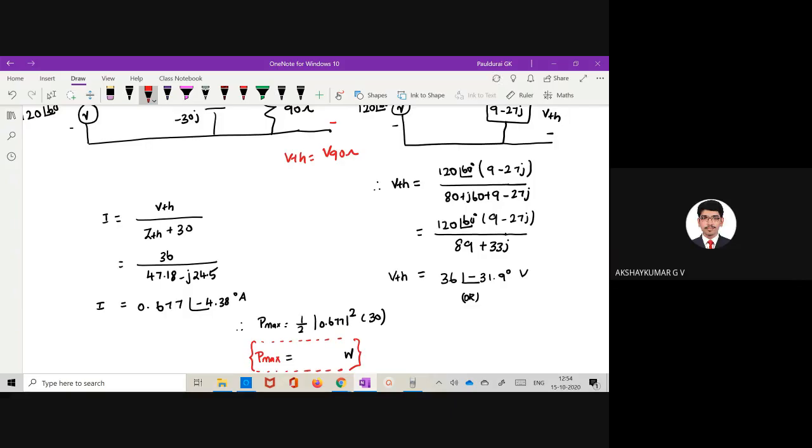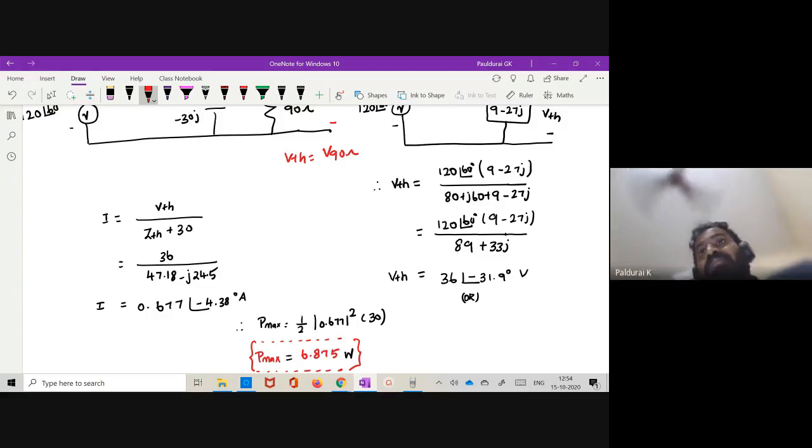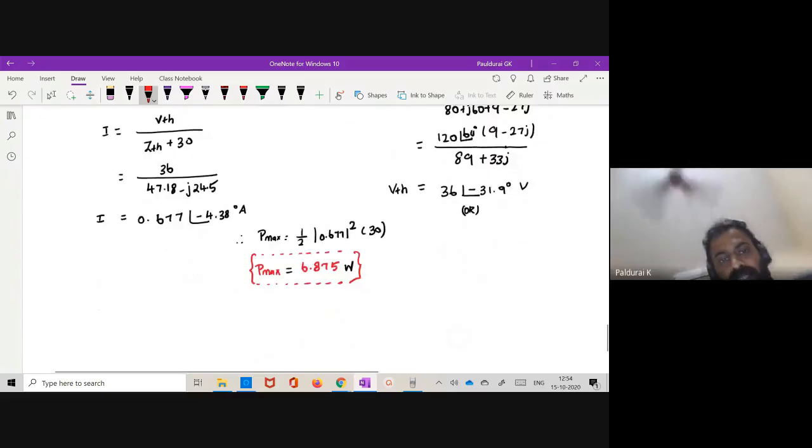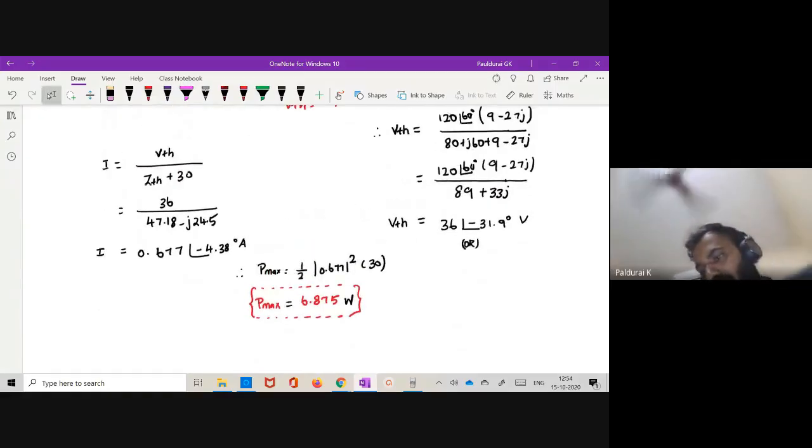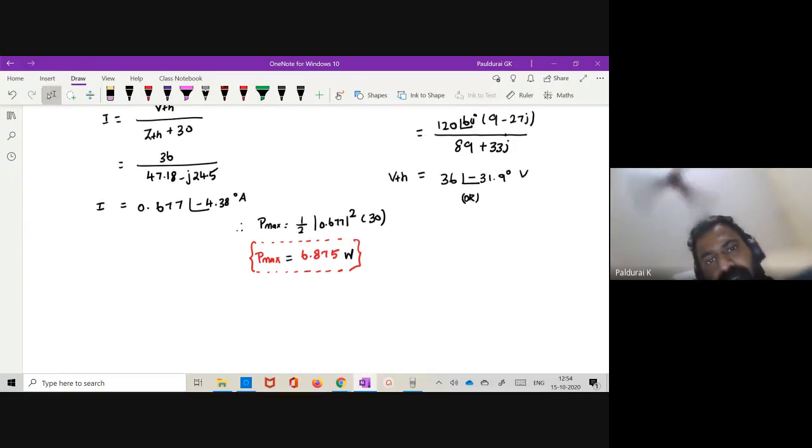6.875, sir. Yeah, very good. So take this problem. Final problem. Actually, I want to start reciprocity, but it is not possible today. We will solve one more problem based on maximum power. Next class, we will solve problems on reciprocity and Millman. Nothing wrong, we can solve on Monday, because my aim is to complete unit 3 for internal 3. No need to hurry.